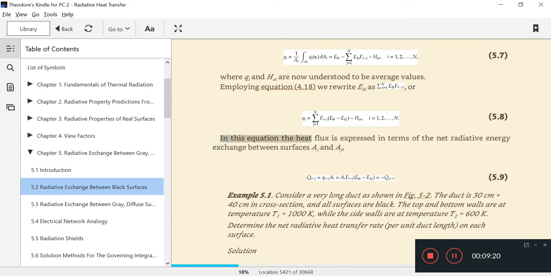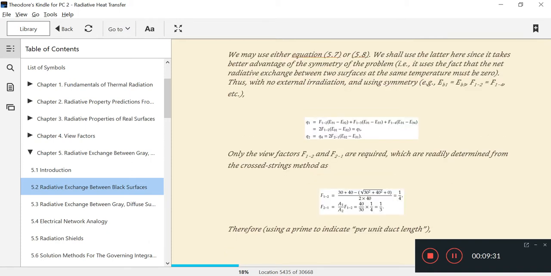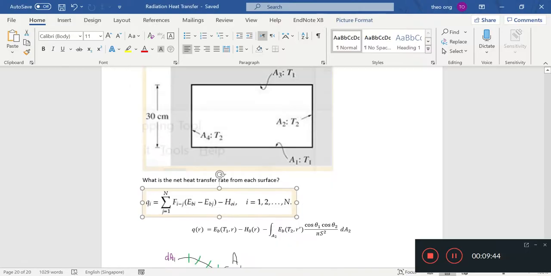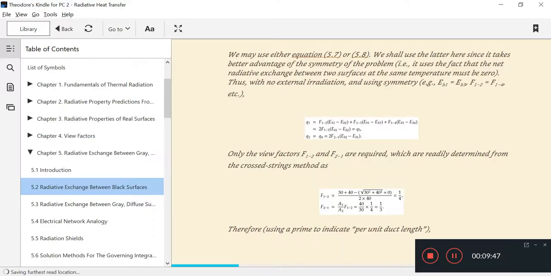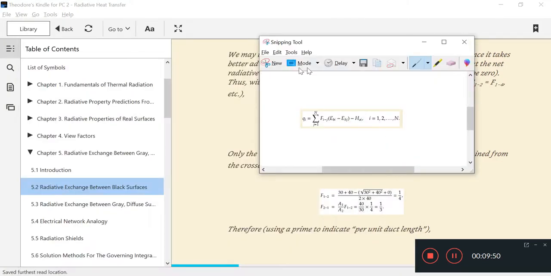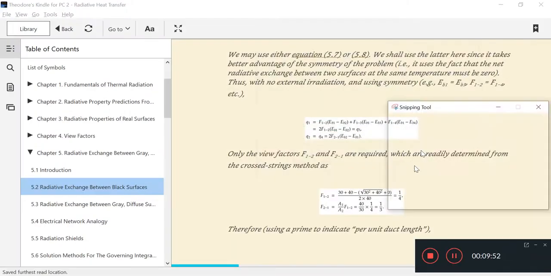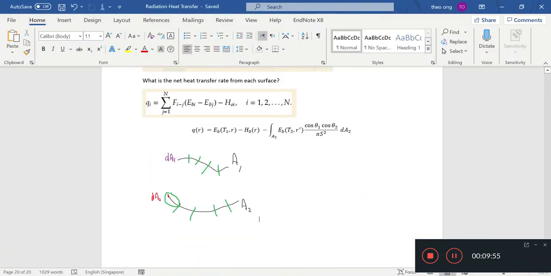In this equation, heat flux is expressed in terms of net radiative energy exchange between surface AI and AJ. So we use equation 5.7 and 5.8. According to this equation, which is 5.8, we can take a look at Q1 first. Let's examine it term by term.